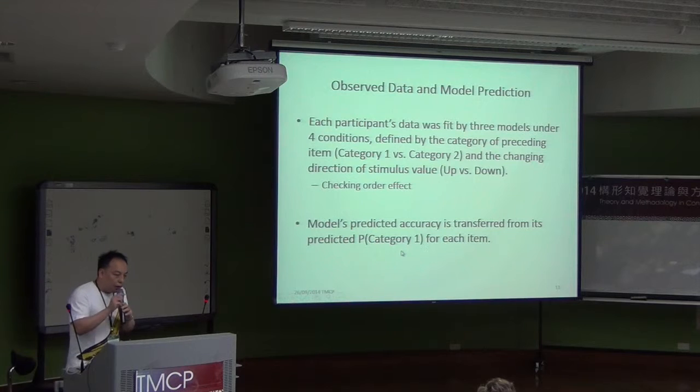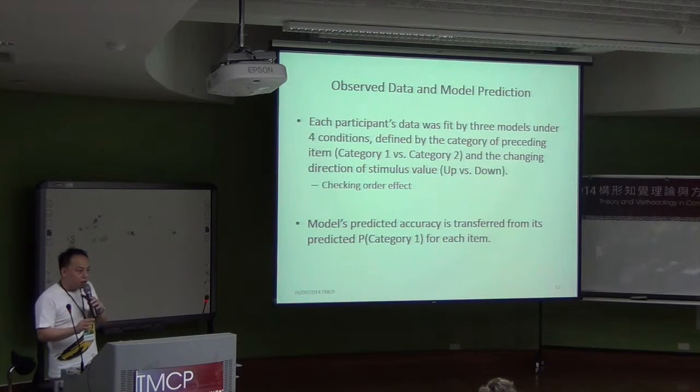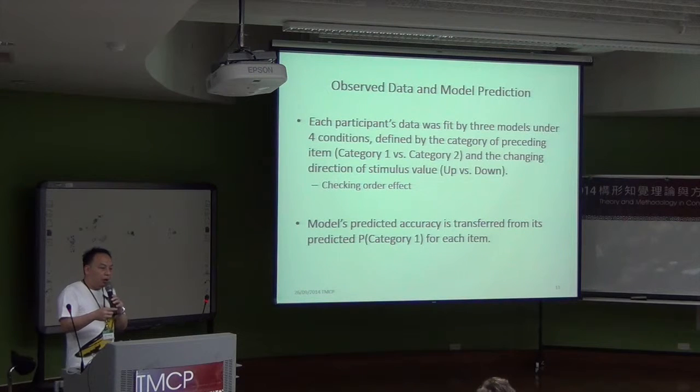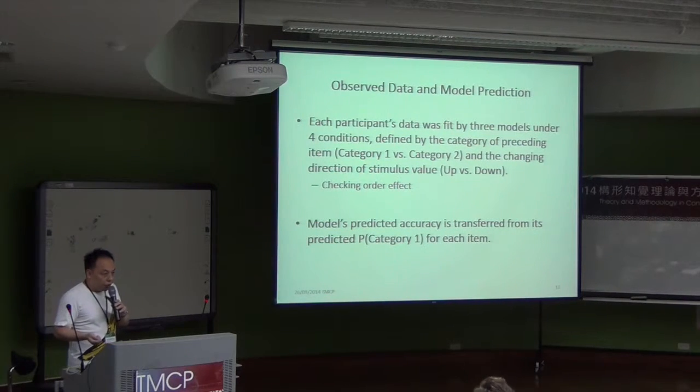Okay, so let's see the data. Sorry. Before showing you the data, I'm going to make a quick clarification. We collected the data and then we fit the models to the data. But when we fit the data, we would like to check whether the model can predict the order effect. The order effect can be separated into 4 conditions according to the preceding item, whether it is from category 1 or category 2, and the changing direction, whether you are larger than the previous one or smaller than the previous one. Okay.